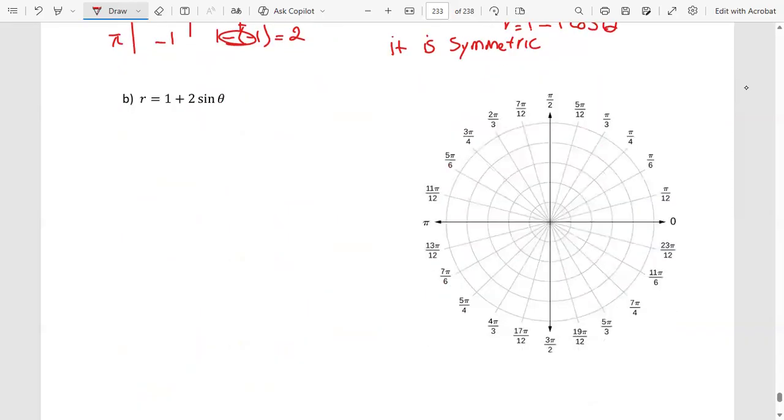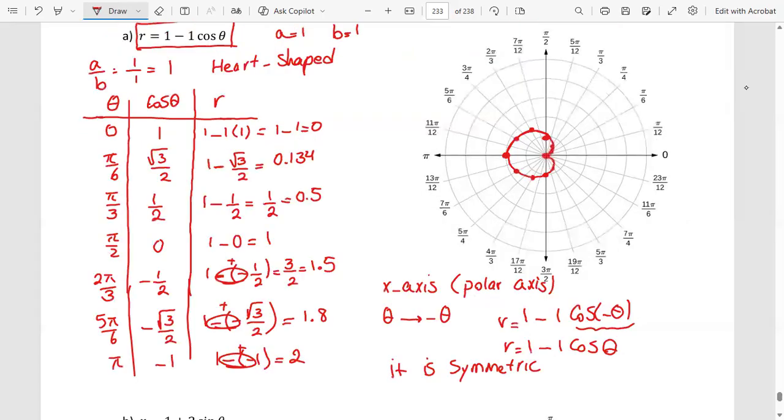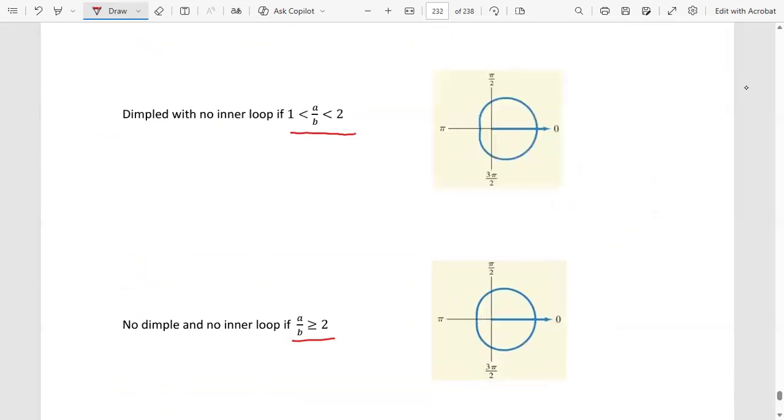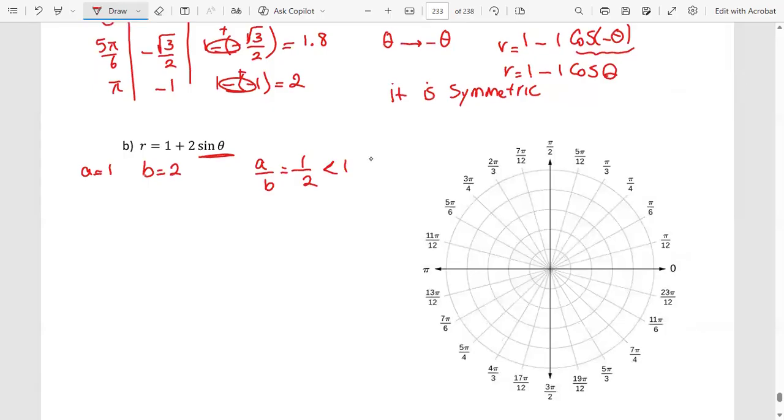Next equation. r is equal to 1 plus 2 sine theta. This time, the equation includes sine. That means I expect my shape to be along the y-axis. But what type of shape do we have? It depends on a and b, on the ratio of a and b. a is 1, b is 2. If I find the ratio of a over b, it's 1/2. And I know that if the ratio is 1/2, which is less than 1, I should have an inner loop limaçon, but along the y-axis. So it is less than 1, so we should have the inner loop.